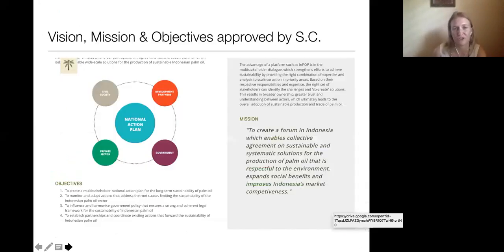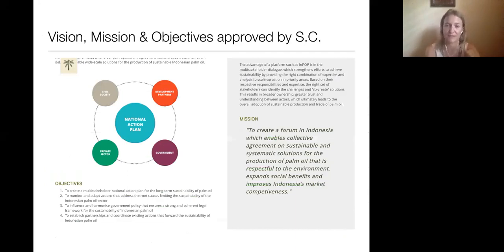Then vision, mission, and objectives approved by the steering committee. This is an example from the FOXB, the Indonesia palm oil website. We have websites for a lot of the different platforms. Paraguay has a website, and Costa Rica fish, Costa Rica pineapple. They all have websites. So if you're learning and you're starting new, you can go and have a look at all the different ones that are there and use them.